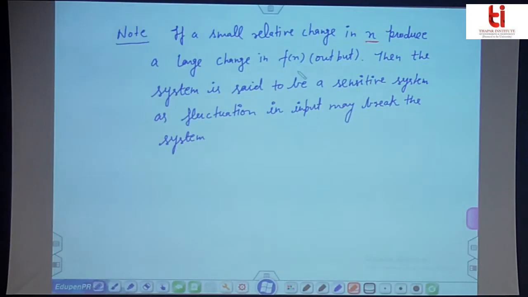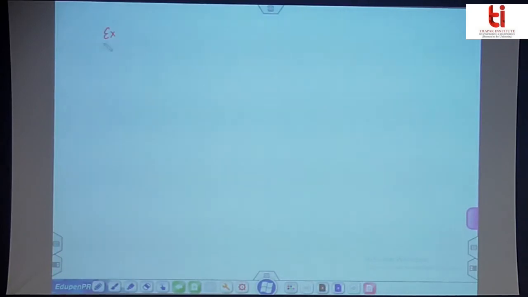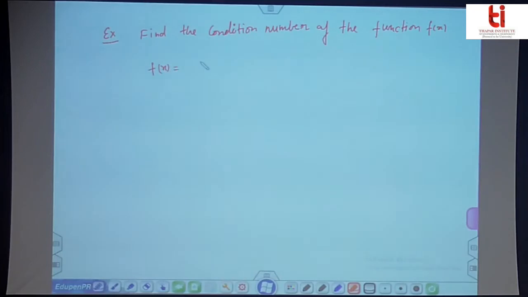Okay, next is some example. Find the condition number of the function f(x), given as under root x and x cube.